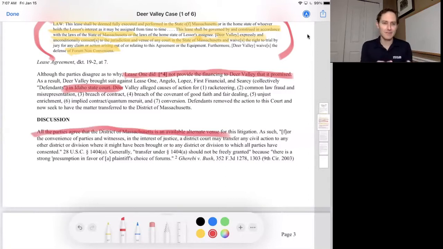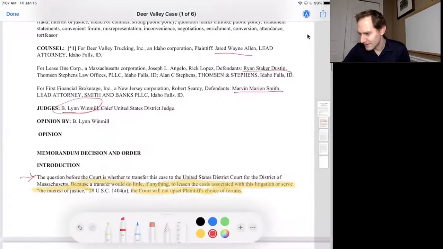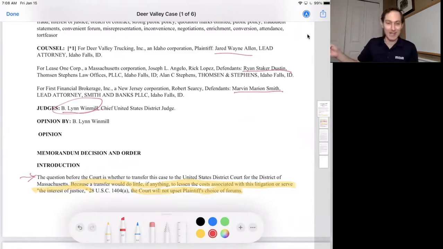Interesting, my buddies here, Dustin and Marv Smith, they're representing Lease One, and who's Dustin representing? Okay, so it's Ryan Dustin that's representing Lease One, and the bank, First Financial Brokerage, the New Jersey corporation, was represented by Marv. They're basically just taking this case, getting paid money. Their only purpose of taking the case is to get it out of Idaho so that they can't work on it anymore. Once they get it approved by Judge Windmill to get it transferred over to Massachusetts, then they can wash their hands of it and be done. Interesting strategy. Let's see how it works.